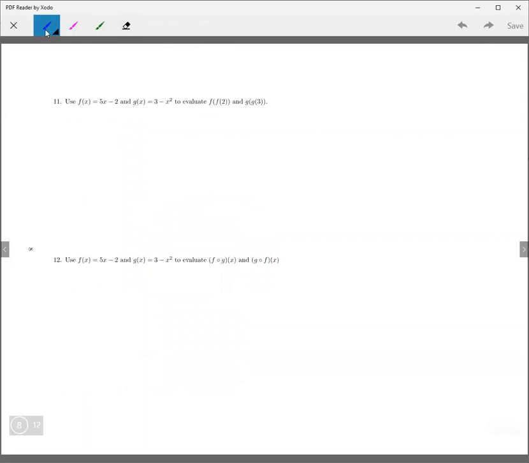Number 11. Use f of x equals 5x minus 2 and g of x equals 3 minus x squared to evaluate those. So let's start with the first one. F of g of 2. What you can do is just plug a 2 into g, and that's all inside. And then just evaluate that. That's 10 minus 2, which is 8.